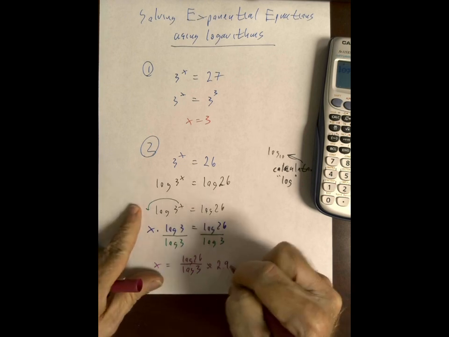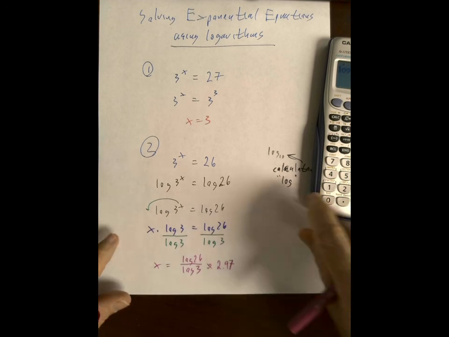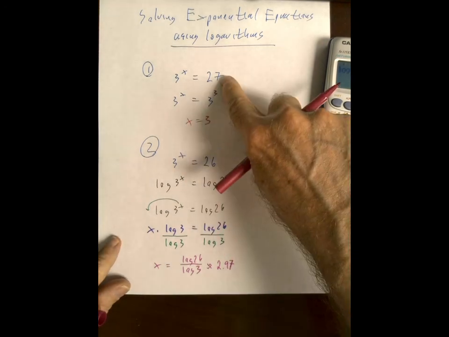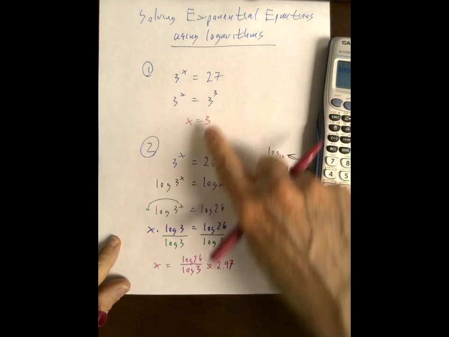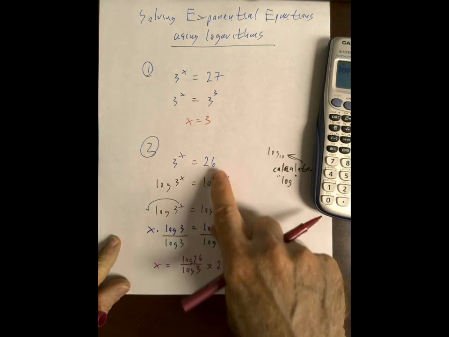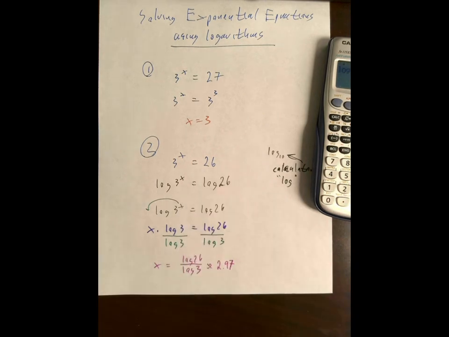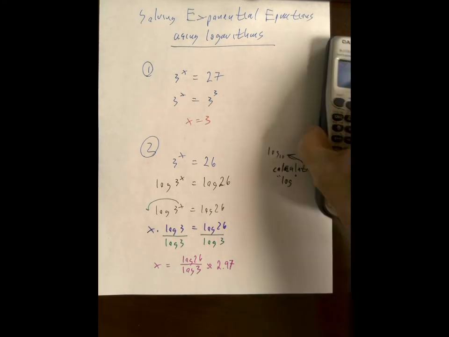Now that makes a little bit of sense, I hope. If 3 to the x equals 27 gives us 3, then 3 to the x equals 26 should be a little bit less. In fact, it's 2.97. Okay, so that's one. And we'll do a couple more examples.